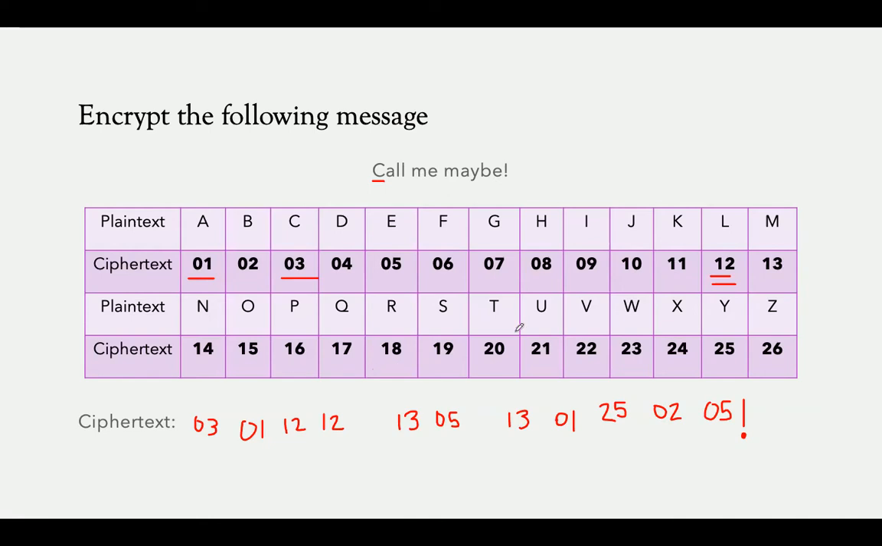M is going to be 13. E is going to be 05. Then we start with M again, 13. A, 01. Y is 25. B is 02. And E is 05. Then we have the exclamation point. So far, everybody having fun? Easy? Would you like something harder?